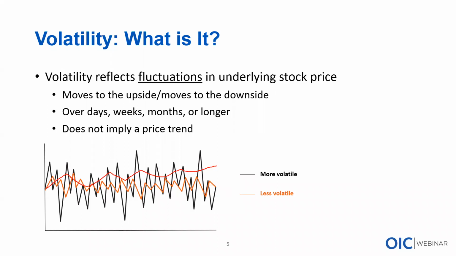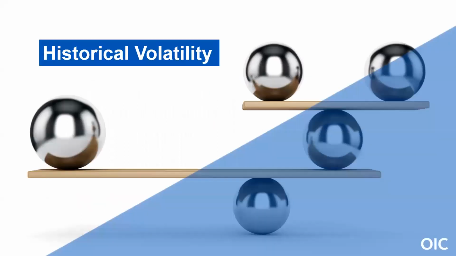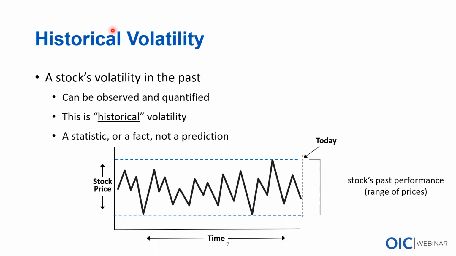direction at all. We're going to focus our attention mostly on two different types of volatility. First of all, historical volatility. What is that? It is a stock price's volatility in the past. It can be observed, quantified, it's factual and not a prediction. Given today's level, you can look back at what the stock has already done and calculate what type of volatility we have witnessed in the share price over that time frame.